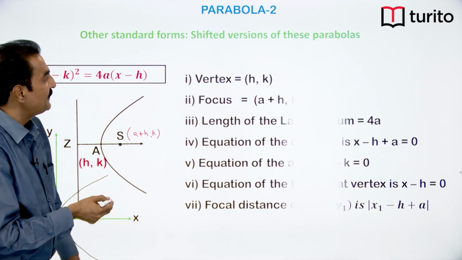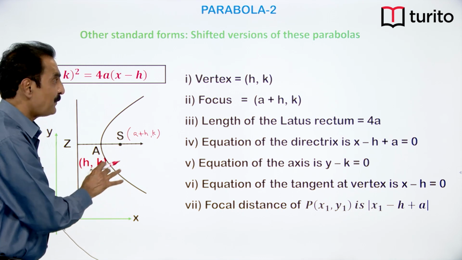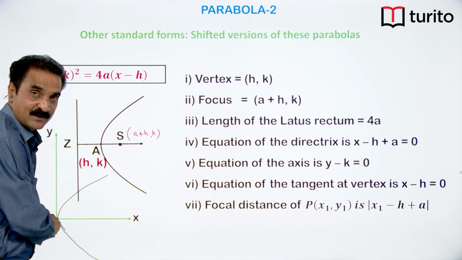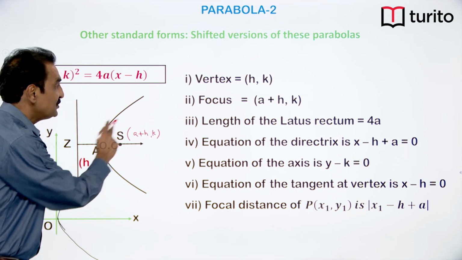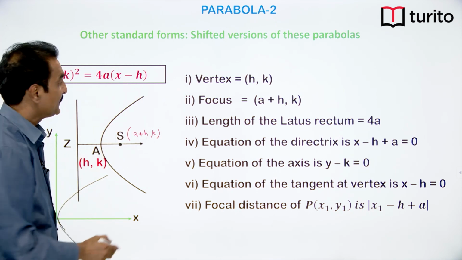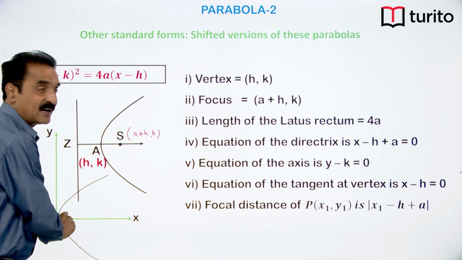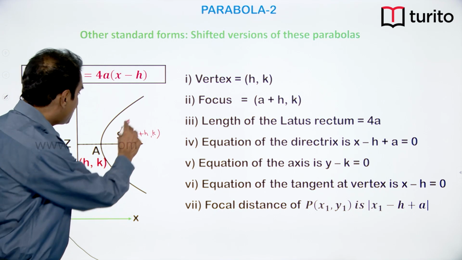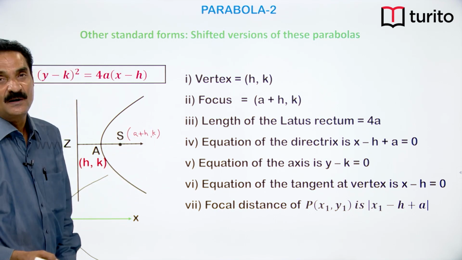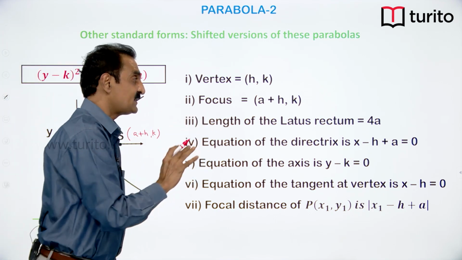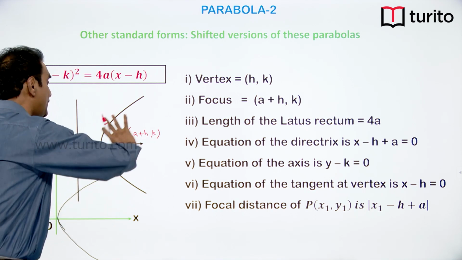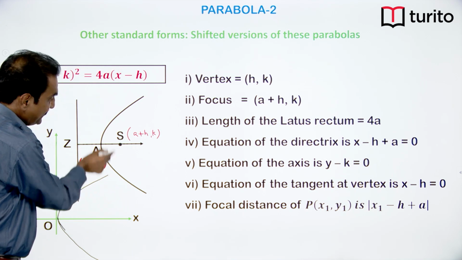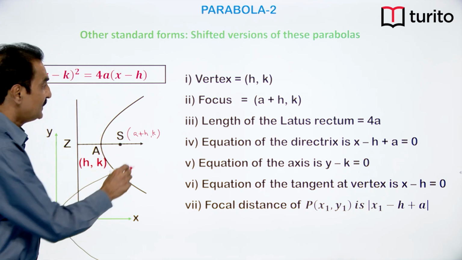Similarly, in all formulae, if it is a point, we will add h comma k to the coordinates. This vertex is 0 comma 0, adding h and k, new vertex becomes h comma k. Focus of this parabola is a comma 0, adding h and k to the coordinates, we get focus of this parabola as a plus h comma k. Length of the latus rectum remains same because the same parabola is shifted. So, length of the latus rectum means this length, it remains same.